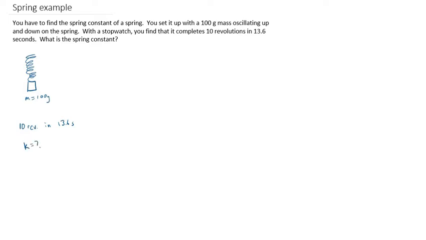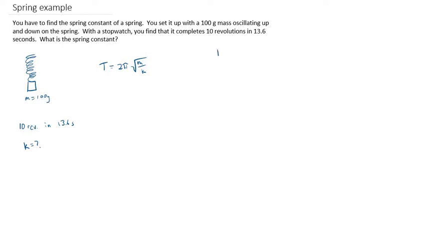Well, we basically only have one formula that deals with the simple harmonic motion of a spring. That is that T is equal to 2 pi times the square root of M divided by K. And happily for us, I think everything that we need is included in that formula. First step is going to be figuring out what this time period is.